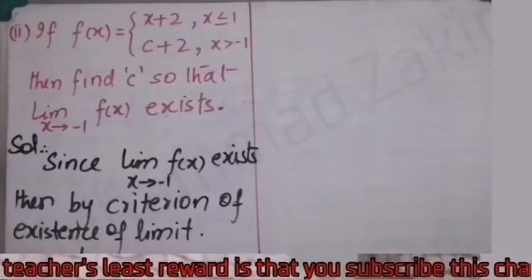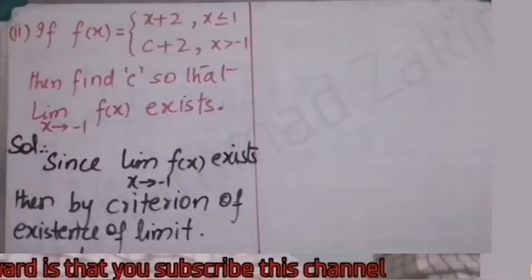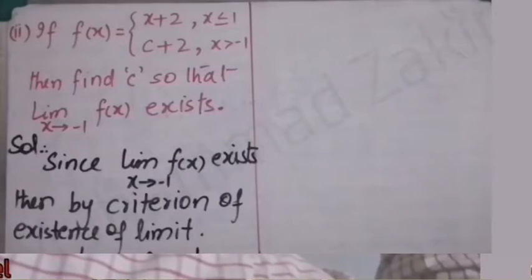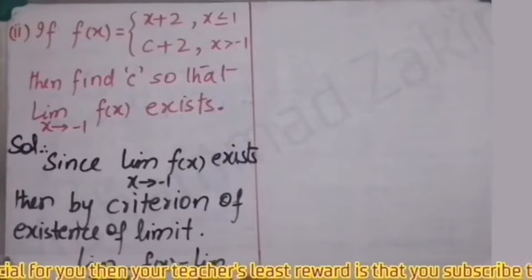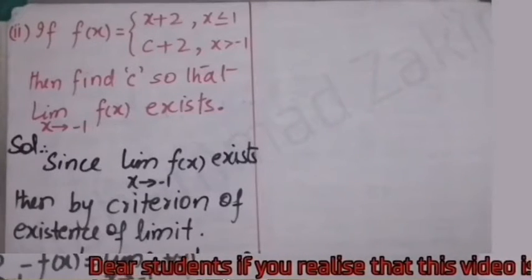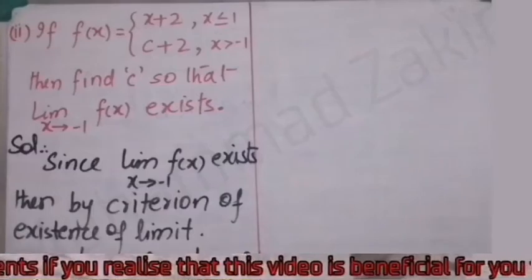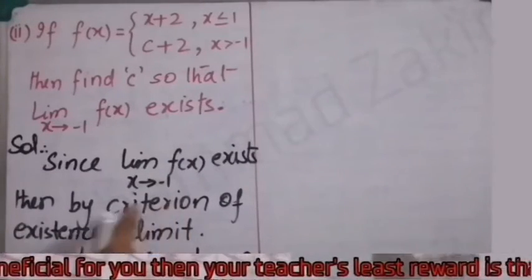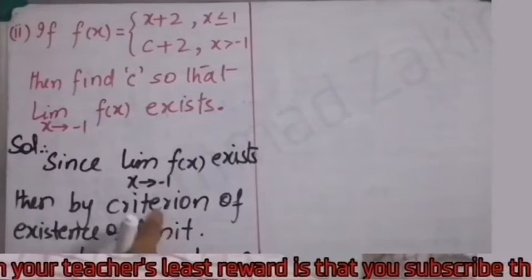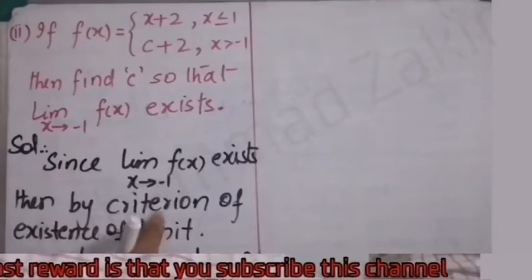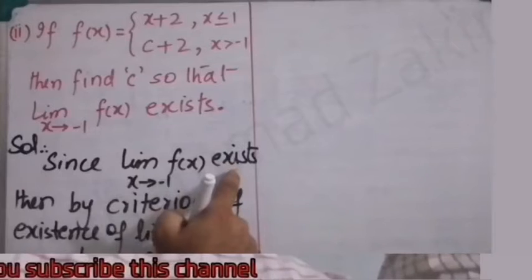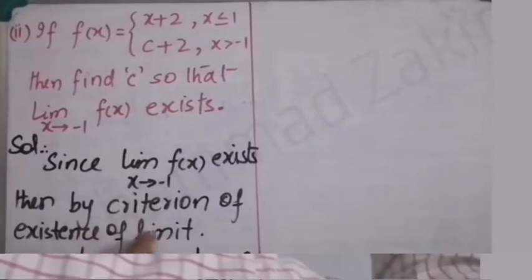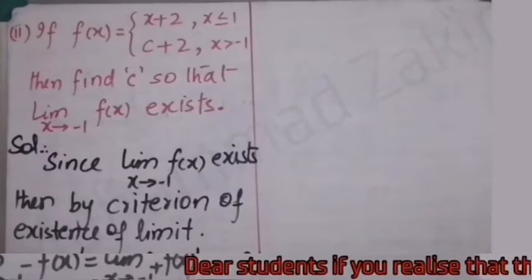What is the left hand limit? The limit as x approaches minus 1 from the left of f of x. This is called the left hand limit. And the limit as x approaches minus 1 from the right of f of x is called the right hand limit. Both limits are equal due to the criterion of existence of limit. Why is the criterion applied? Because the limit exists. Limit exists means the criterion is satisfied, so the criterion can be applied. The criterion says the left hand limit is equal to the right hand limit.